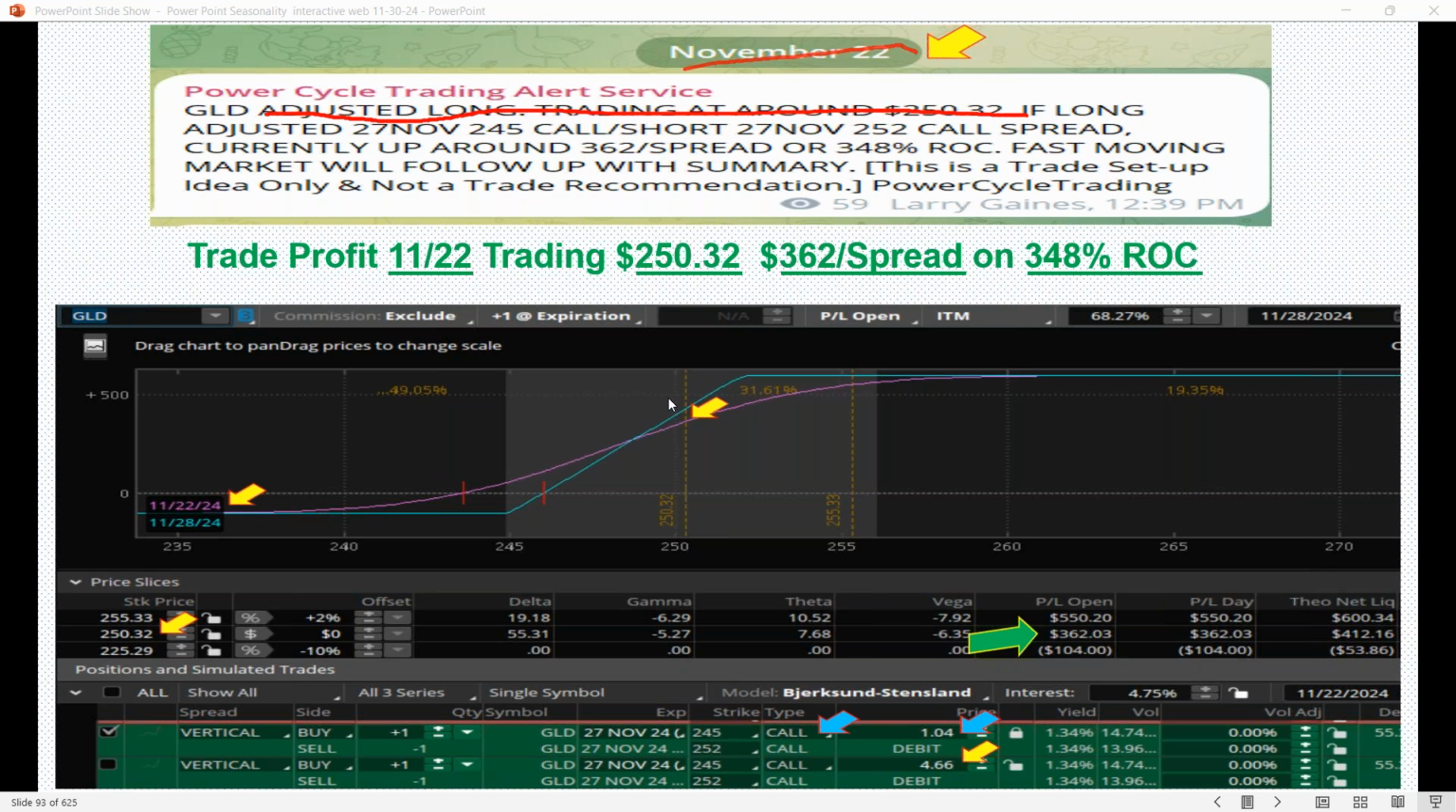So now it was trading here, and we took profit on the 22nd. Right there it was trading at 250.32. The spread had blown from 104 to 466. We were up 362 per spread. So if you did one spread, you're up 362 bucks. If you did 10, you're up over 3,000, right? A 348% return there. That's one that we did just recently on GLD.